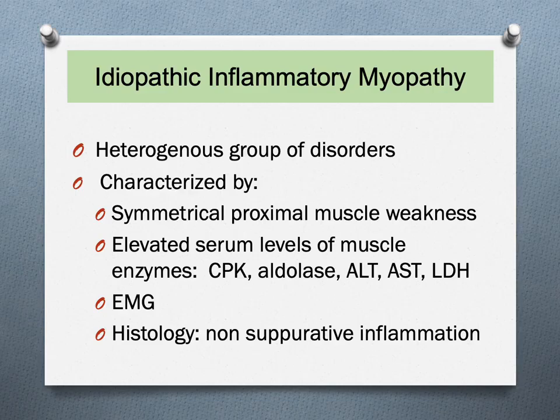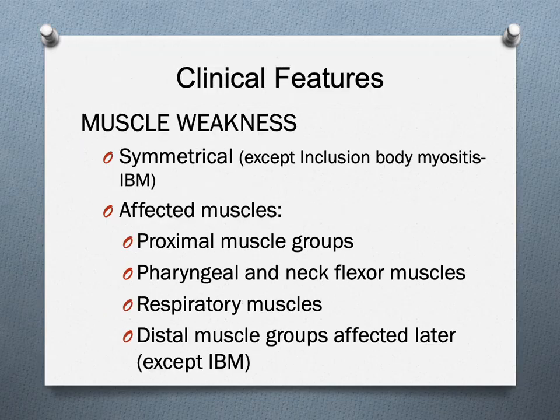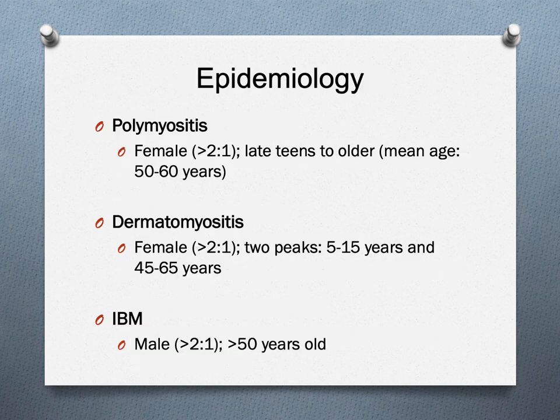So for the clinical features, patients with myositis or myopathy will present with symmetrical muscle weakness except in inclusion body myositis, and most of the time the affected muscles are the proximal muscle groups, and the distal muscle groups are usually affected later. The pharyngeal neck flexor muscles as well as the respiratory muscles may also be involved.